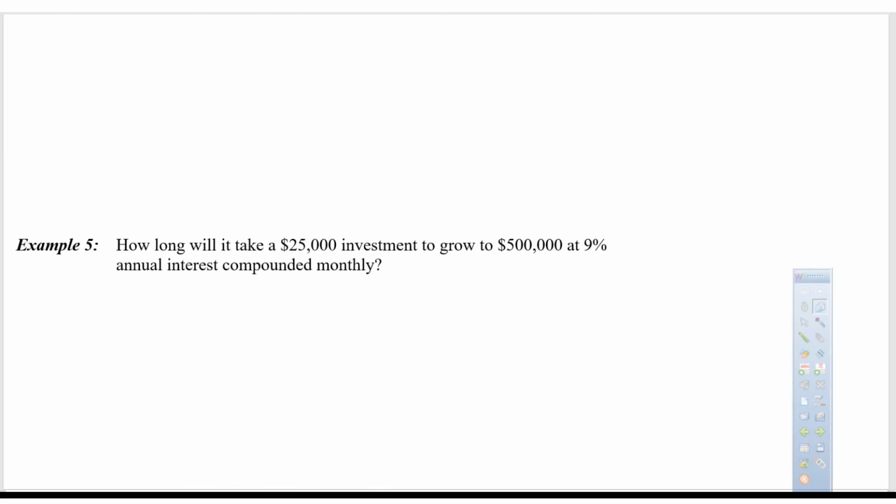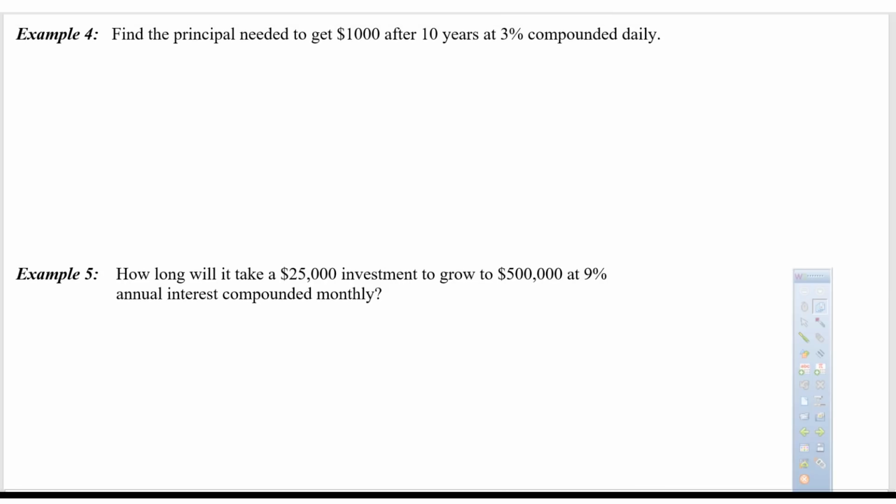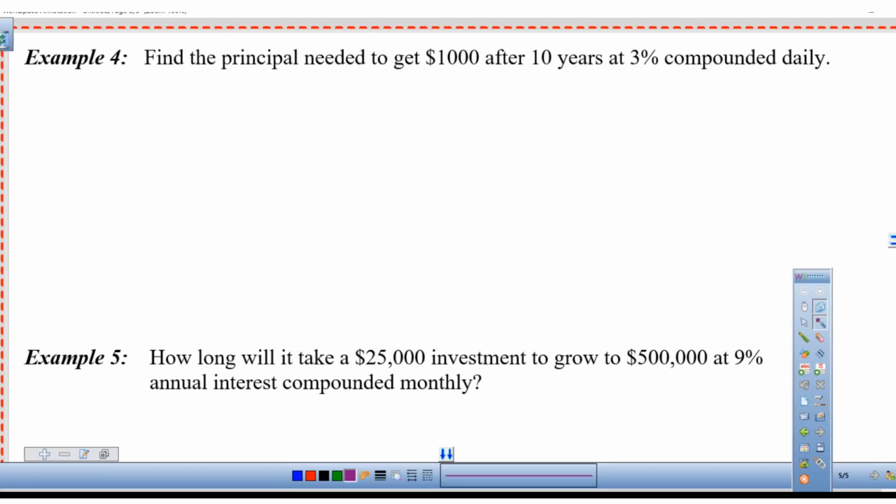Number 4. Find the principal needed to get $1,000 after 10 years at 3% compounded daily. Now we're going to slow down just a little bit. What am I going to start with? Everybody talk to me. The formula. Do I use PERT or do I use the other one? The other one. So everybody write A equals P parenthesis 1 plus R divided by N raised to the NT.